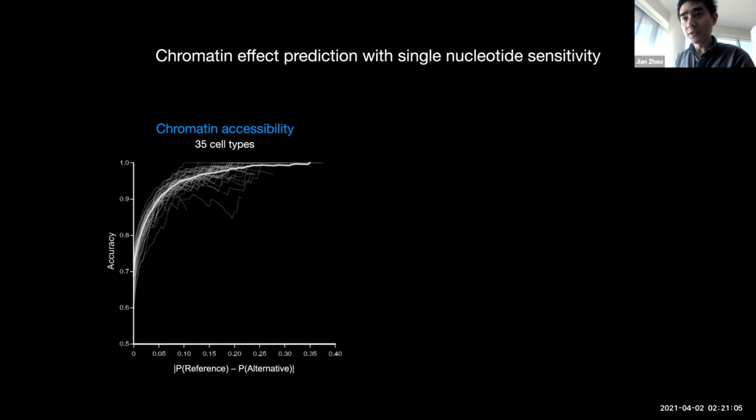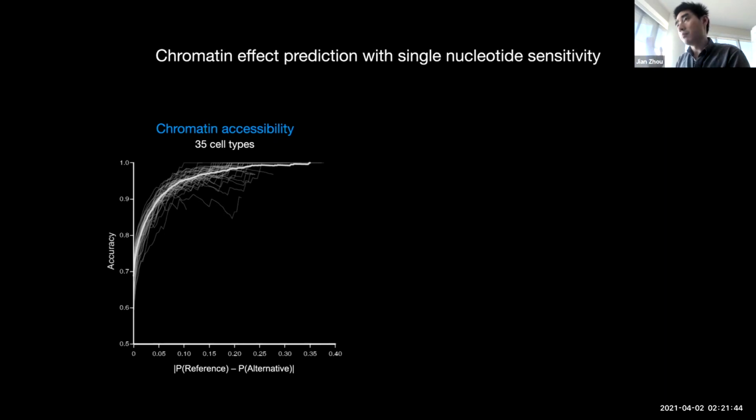And each of those lines here is one cell type, and the bold line here is the average across all 35 cell types. And this evaluation actually has one feature that I didn't tell you, that it is actually robust to having false positives in our standards. So when we're detecting those reference allele and alternative allele biased variants, we're not guaranteed that every one of those variants that we detected are actually having a causal impact. So there could be false positives in these data sets.